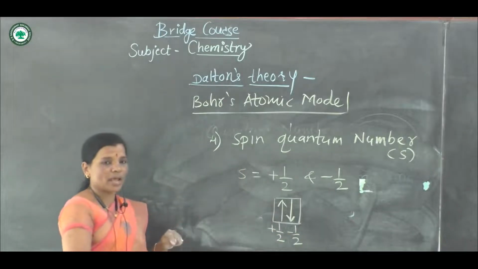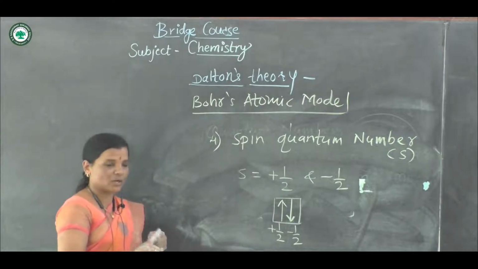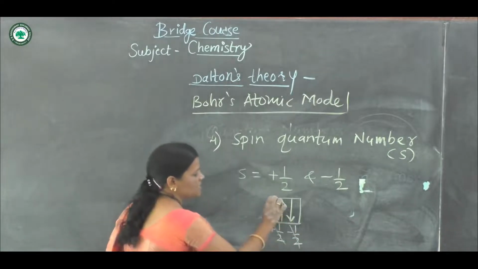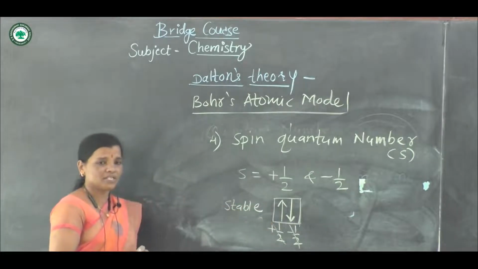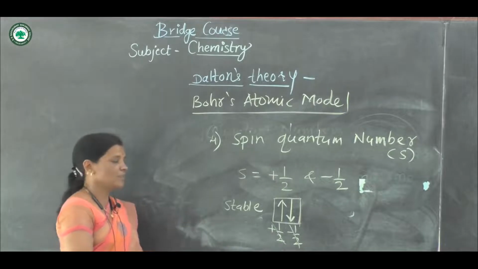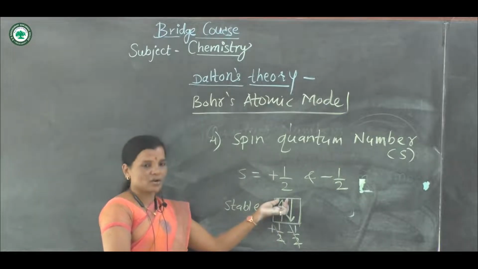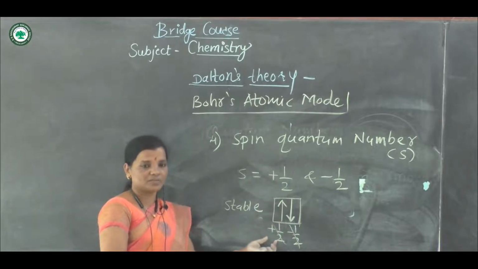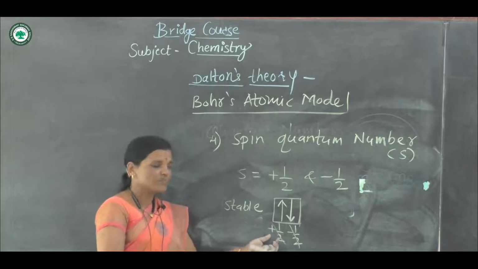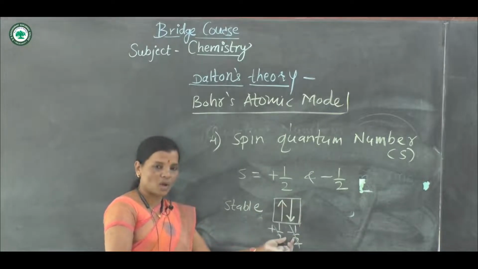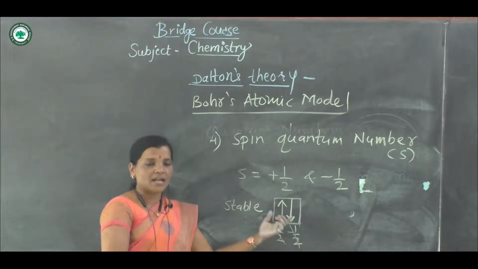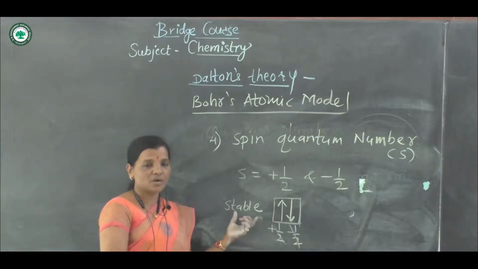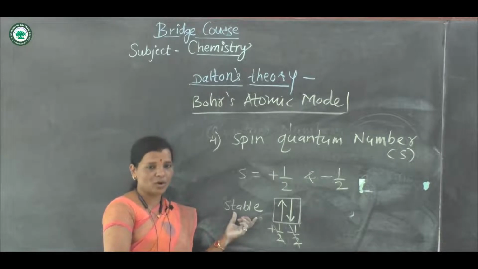So here the spin of both electrons gets cancelled, and hence this electronic configuration is a stable electronic configuration. It becomes stable because the spin of one electron in the upward direction has spin quantum number value plus half, and the second electron pointing in the downward direction has spin quantum number value minus half. If this situation happens, this electronic configuration is stable.